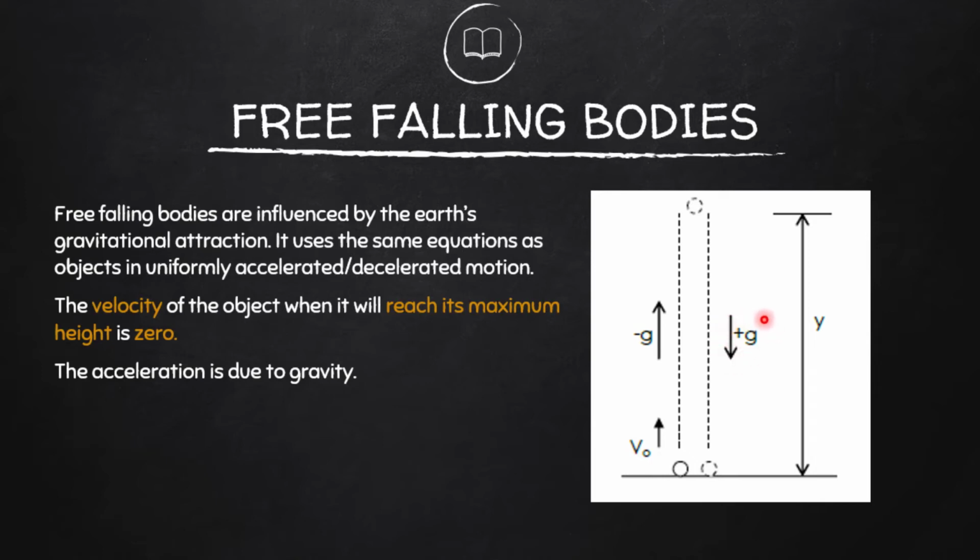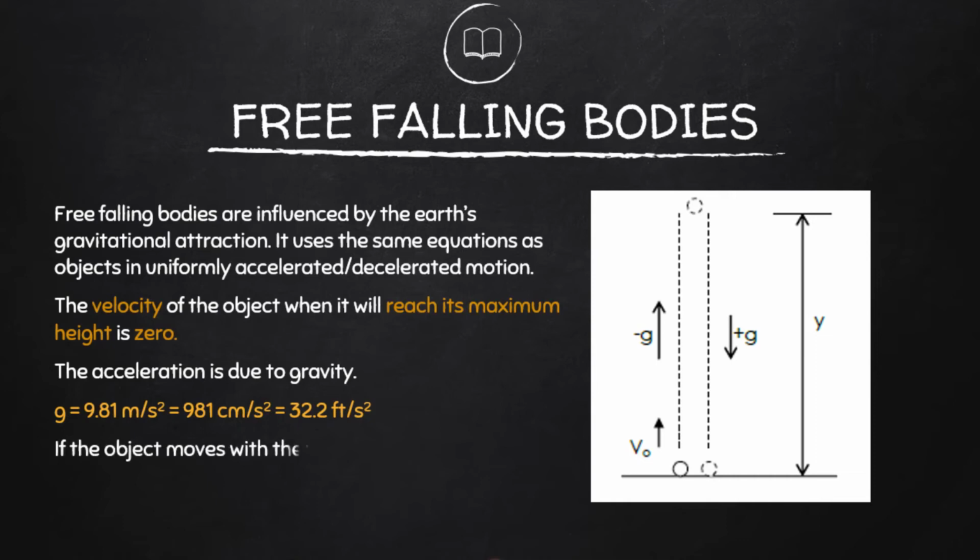When it is going down, or when the object is being dropped, then we are considering acceleration. So the value of the acceleration due to gravity is equal to 9.81 meters per second squared, or 981 centimeters per second squared, or 32.2 feet per second squared.